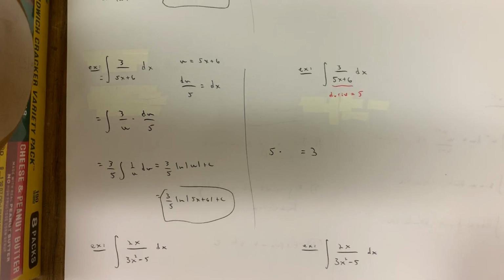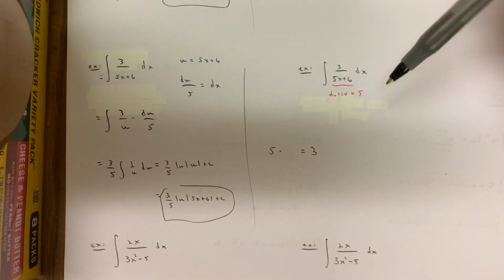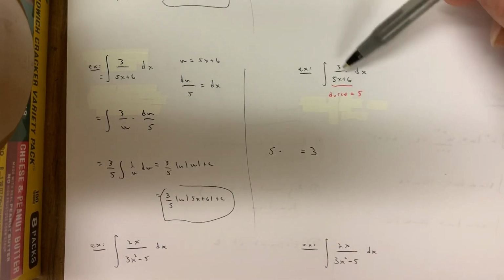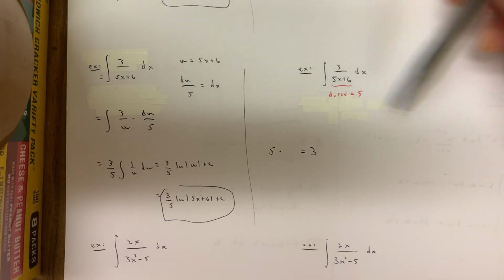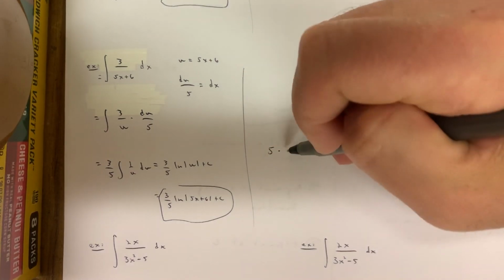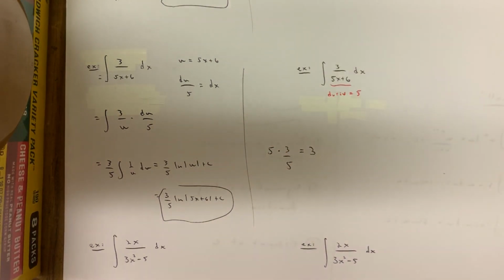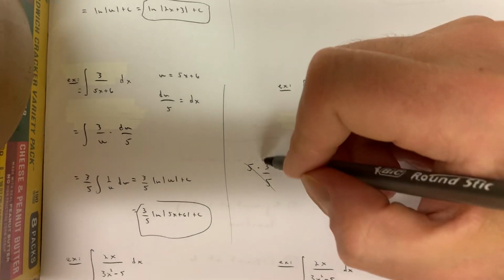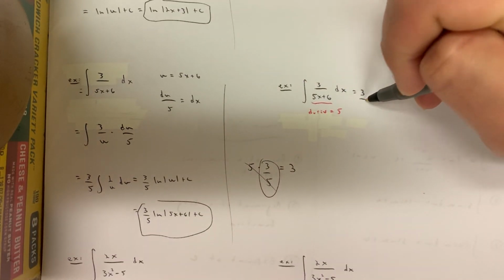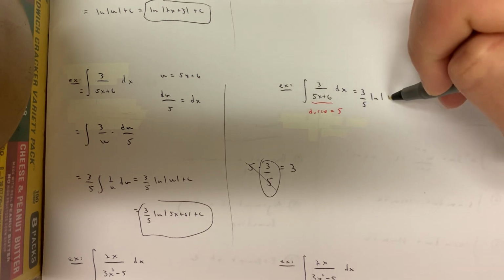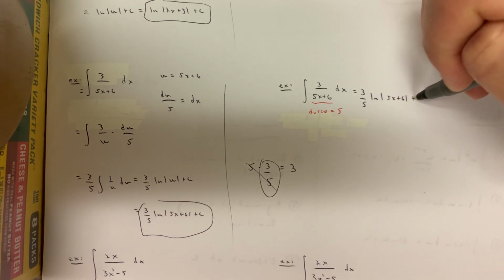So you could always multiply a constant by another constant to generate any particular constant. So you want to think, is there any way I can create the top? I can multiply the derivative of the bottom by some constant to create the top. And you can. 5 times what equals 3? 5 times 3/5 is equal to 3. Take that 3/5, write it down, and then put ln absolute value of the denominator plus c, just like we did before.